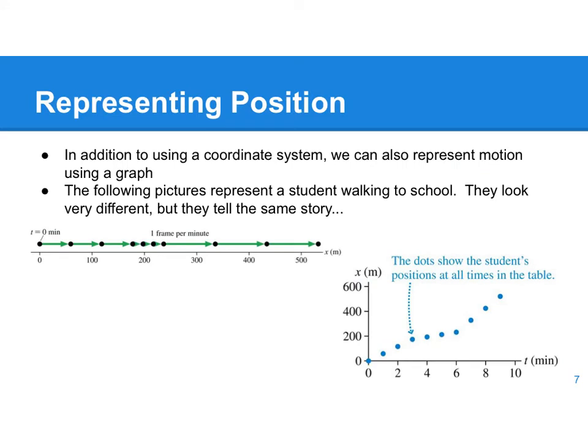So here's an example. We have a particle model, and this particle model can help us bridge the gap between watching physical motion and making a graph, just like we did with Lab 1.1. So we can also represent motion using a graph. The following pictures, this particle model, represent a student walking to school. This is being taken one frame every minute. So 0 minutes is where they started, then 1 minute, 2 minutes, 3 minutes.